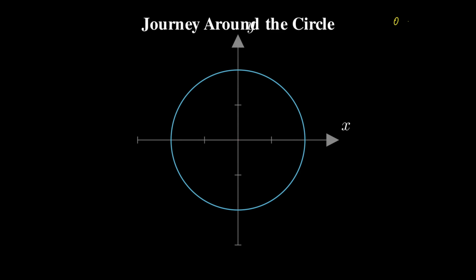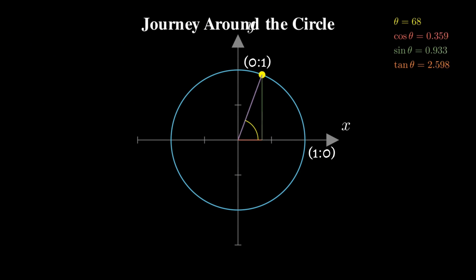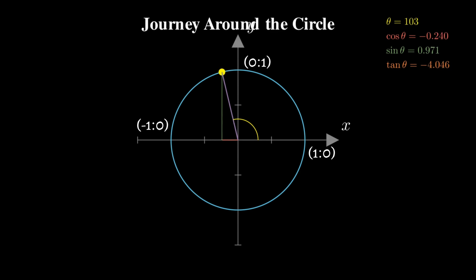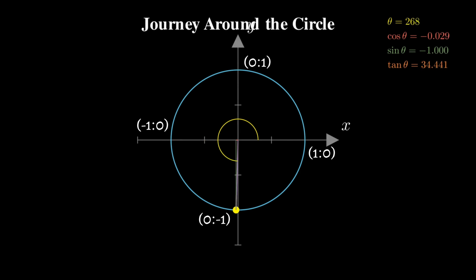We start at 0 degrees. At 0 degrees, the point is (1, 0). So cosine is 1, sine is 0. At 90 degrees, the point is (0, 1). Cosine is 0, sine is 1. At 180 degrees, the point is (negative 1, 0). Cosine is negative 1, sine is 0. At 270 degrees, the point is (0, negative 1). Cosine is 0, sine is negative 1. At 360 degrees, we're back to (1, 0).